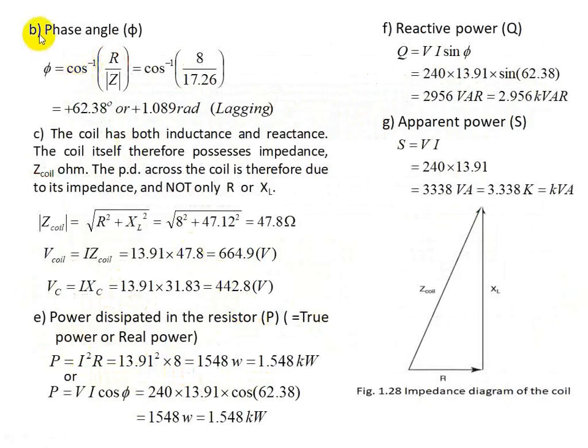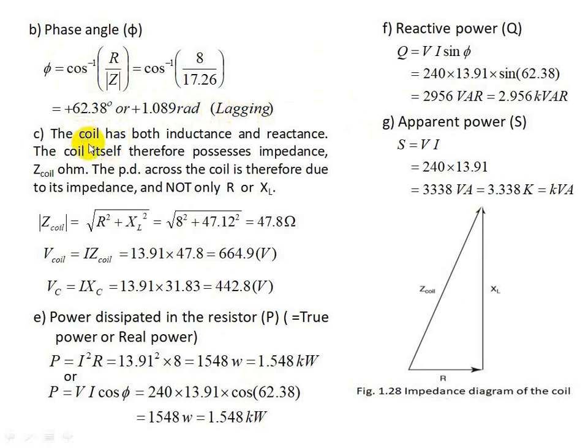Then the second part, find the phase angle phi. So use this formula, cos inverse of R by Z. Z is known, so we can use this formula. The angle comes to be around plus 62.38 degrees. In this case, since the inductive reactance is greater than the capacitive reactance, the current will be lagging the voltage by some angle. Therefore here we have to write the angle as lagging.